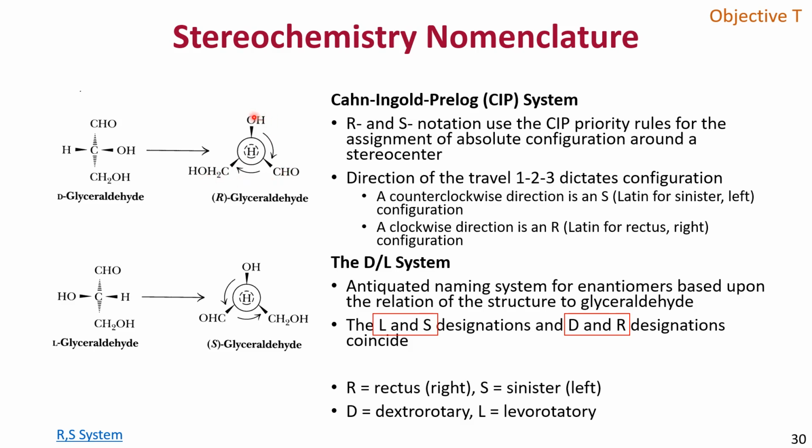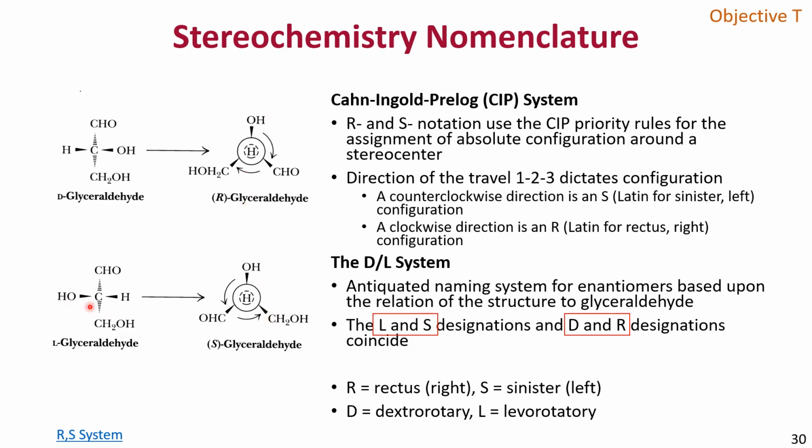So you're going to go from priority number 1, oxygen OH, to aldehyde. Since you're going around to the right, R means right. The R is actually the rectus, which means going around to the right side. And of course, the D is dextrorotary, the Latin term for that. So D and R are the same thing.